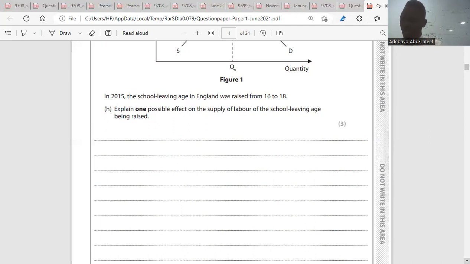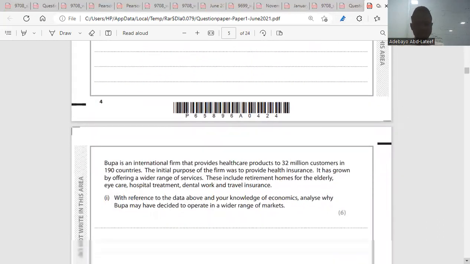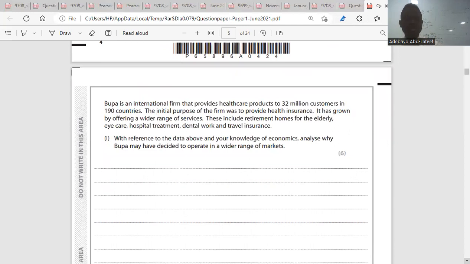We talked about that. A business like Bupa might have to decide to operate... Wait, no, that's all about that. That's I. Question I, yes. So yeah, Bupa, question 9. Question I, please read for me.